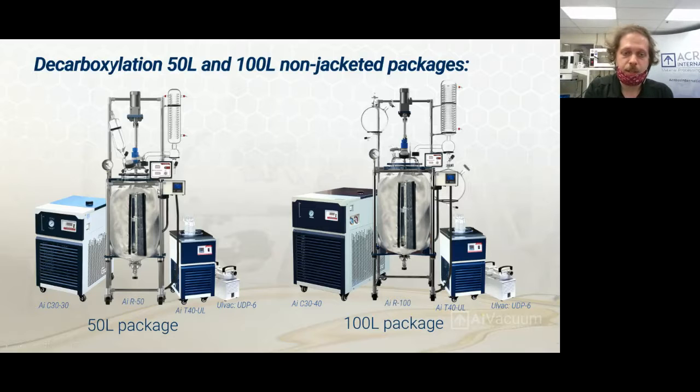For that reason, you can see that there's no Huber or Julabo recirculator, just the chiller for the condenser, cold trap, and vacuum pump. That being said, these are not available C1D1 or C1D2, only standard electrical certified ETL for UL/CSA.